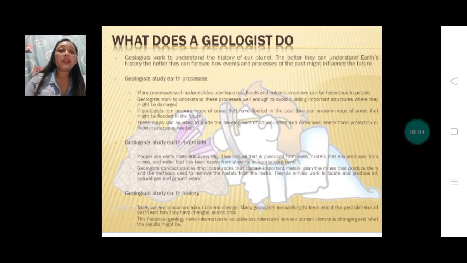So they study many things, not just one thing. Okay, then geologists also study the earth's history. So today we are concerned about climate change. Many geologists are working to learn about the past climates of Earth and how they have changed across time. So this historical geology information is valuable to understand how our current climate is changing and what the result might be. So they study the change in climate now and in the future, and what the results might be in the future.